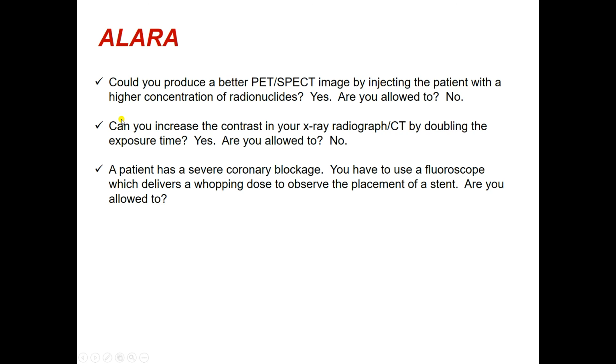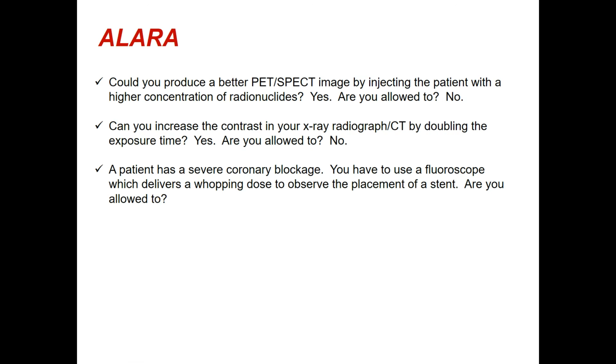So say you are a coronary surgeon, a heart doctor. A patient has a severe coronary blockage. You've got to use a fluoroscope. And we saw in a previous graph that a fluoroscope delivers a whopping dose to a patient, but you need it because you have to see if a stent is opening that coronary artery. And that's a lot of radiation. It's not safe. Are you allowed to actually use a fluoroscope in real time to determine where that stent goes?